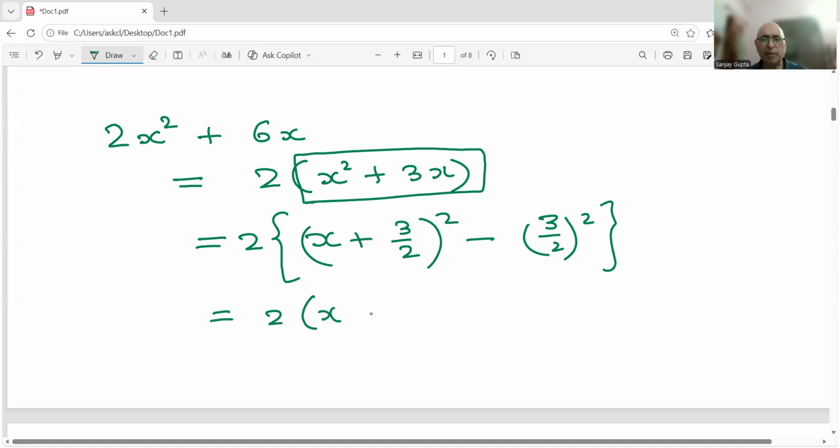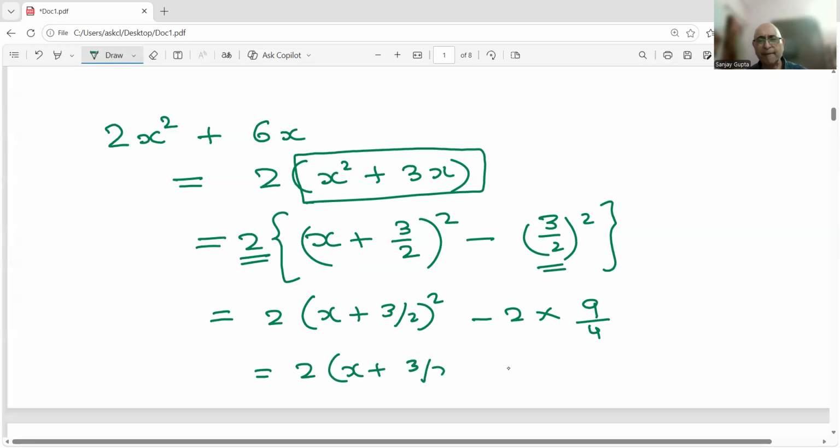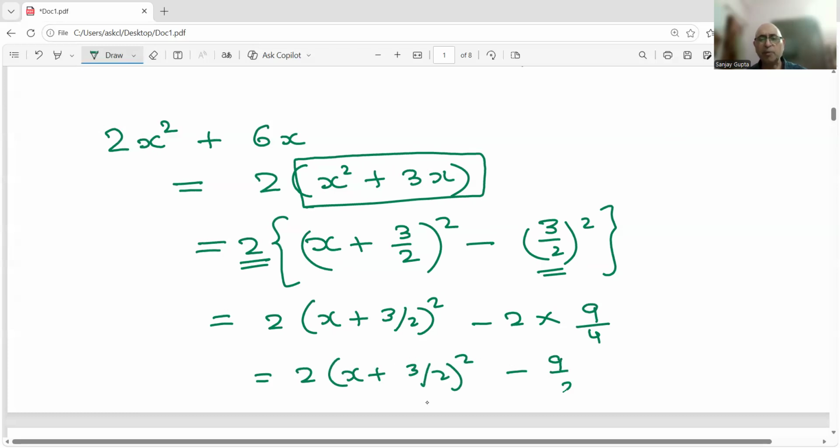We get 2 times (x plus 3 by 2) whole square minus 2 times, this 2 is outside the bracket, so it will multiply by both the terms in the bracket. 2 times (3 by 2) whole square is 9 by 4. And therefore finally it ends up as minus 9 over 2. Right? So this is the completed square form of 2x squared plus 6x.